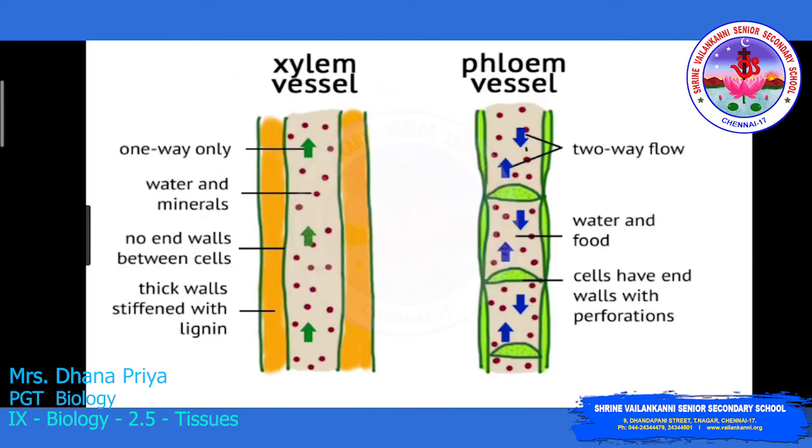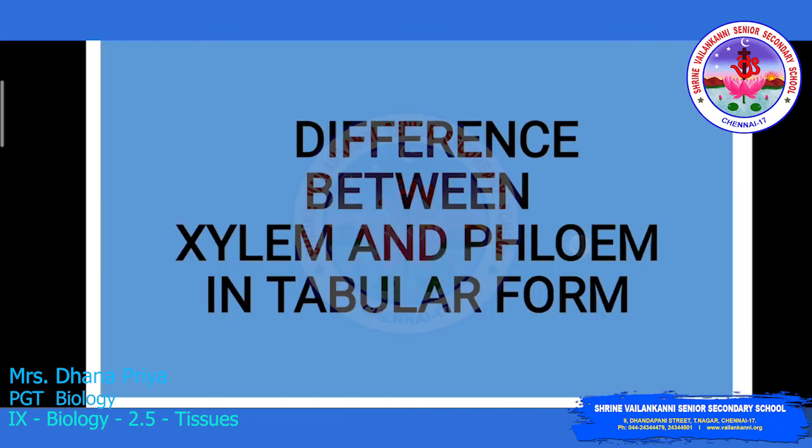Here you can see the xylem vessel and phloem vessel diagrams. In xylem vessels, the flow is one way only, so there is only upward movement. In phloem vessels, it is a two-way flow, that is, upward and downward movement of food, exchange of food, exchange of gases taking place. Here you can see the water and minerals, and here the water and food. There are no end walls between the cells in xylem; in phloem the cells have walls with perforations. The walls are thick, stiffened with lignin.